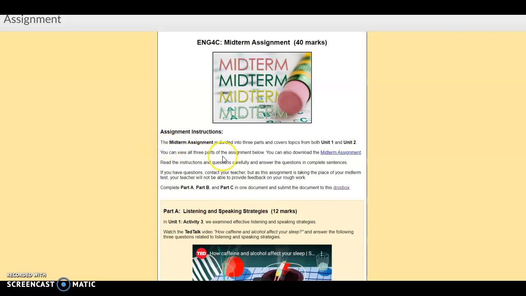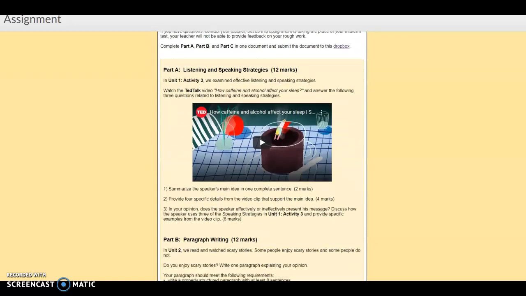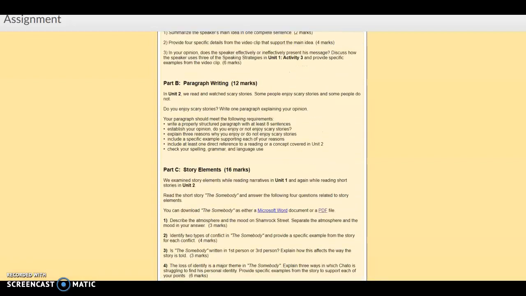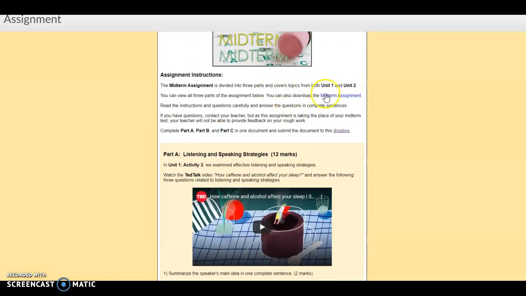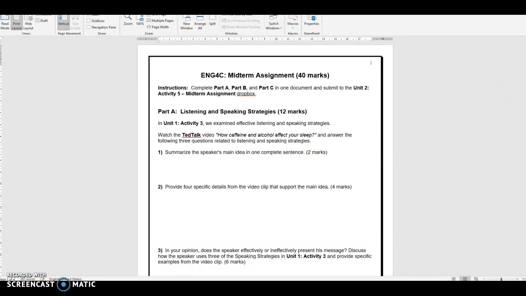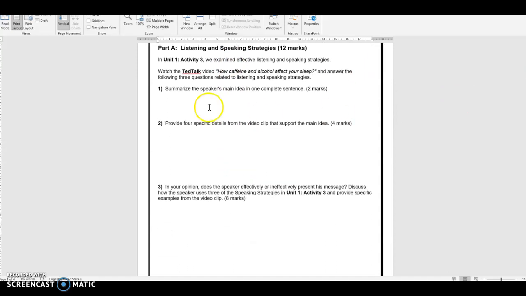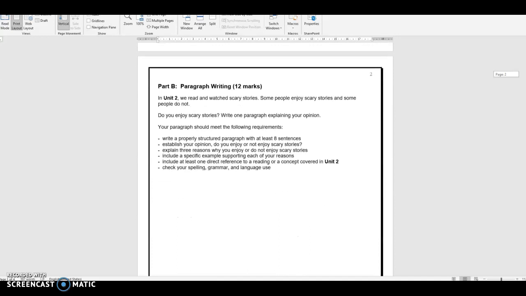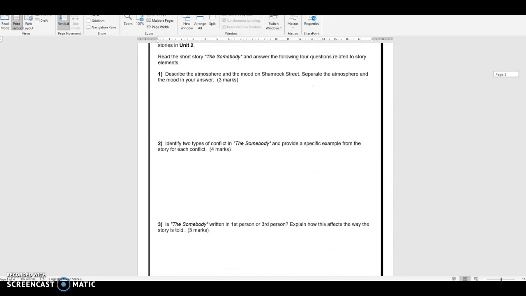You can view all 3 parts of the assignment below. So I've listed the assignment right here so you can see all 3 parts. Or you can download the assignment right here. If you download the assignment, it'll look like this. And you'll have the exact same parts and the exact same questions that are listed on the web page. And you can just go through and answer the questions on this document. So there's part A, part B, and part C.